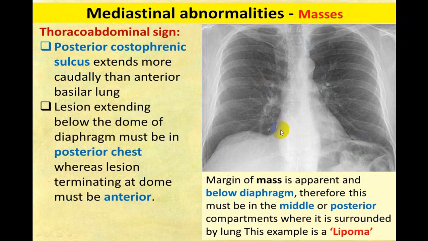Now you can see there is a shadow here. Now if you take a lateral view, you will see that it is in the posterior mediastinum. This is in the posterior compartment, and this can be because of a lipoma, or it can be because of the descending aorta, etc. Or it can be because of any structure which is in the posterior mediastinum.